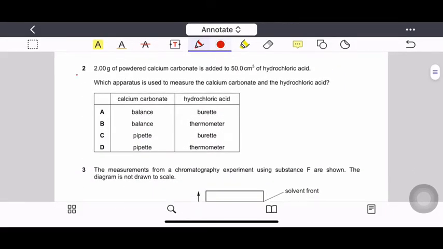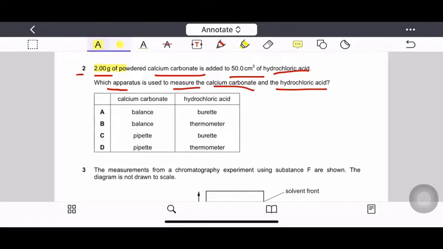Question number 2. 2 gram of powdered calcium carbonate is added to 50 cubic centimeters of HCl. Which apparatus is used to measure calcium carbonate and hydrogen chloride? 2 gram should be measured with the balance, and 50 cubic centimeters can be measured with a burette. So the correct option will be balance and burette. A is the correct answer.